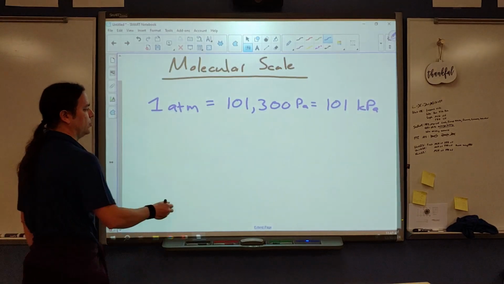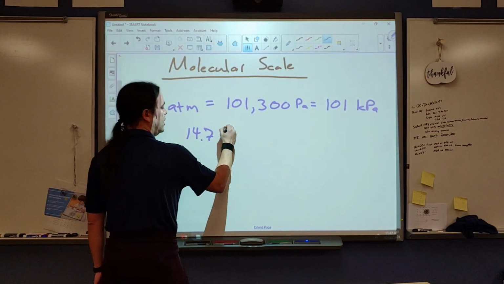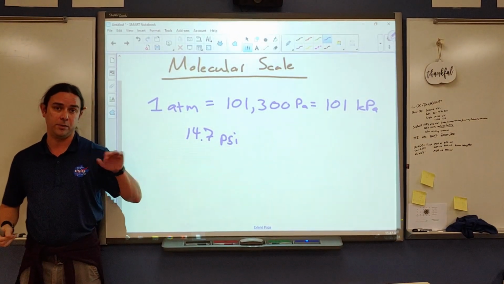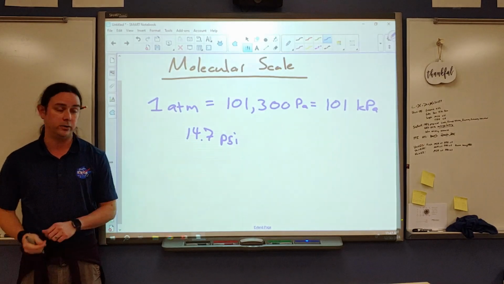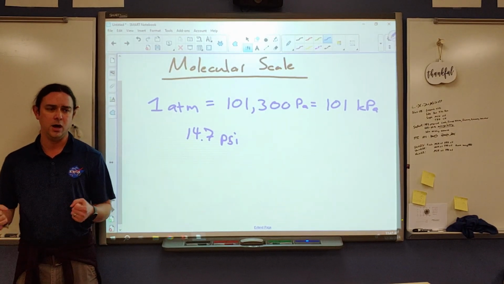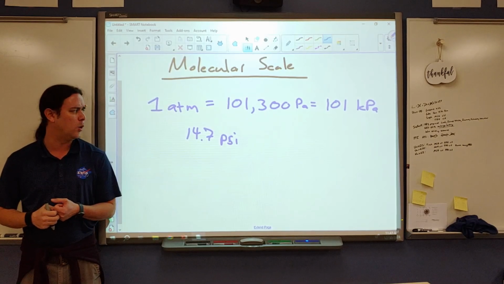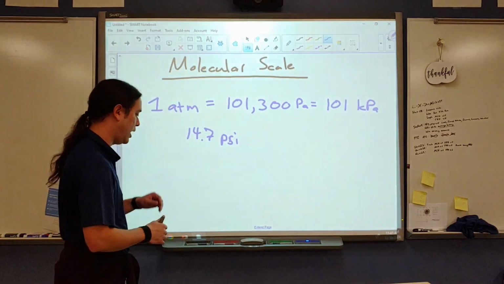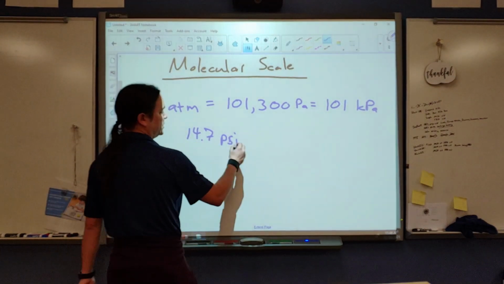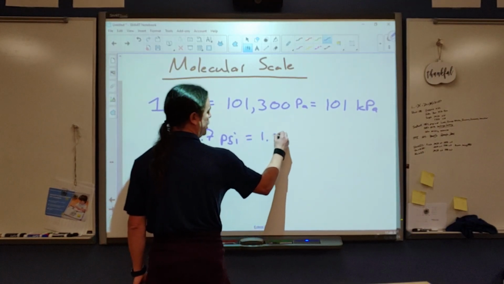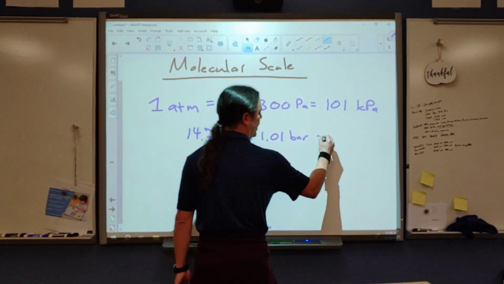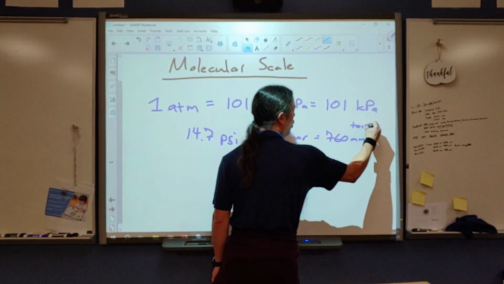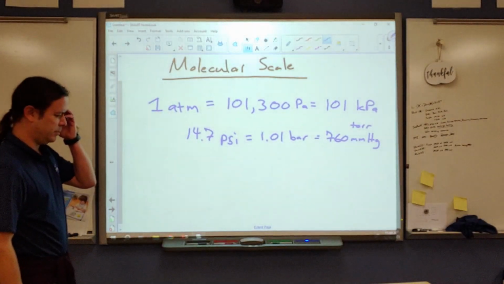There are also a few others that I'm going to bring up. 14.7 psi, which is pounds per square inch. This is a common one if you're dealing with the imperial or American or English system. My car tires, I think, are rated to go up to about 30 PSI, so about 2 atmospheres gauge pressure, as we'll talk about in a later video. But we've got 14.7 PSI, we've got, I think it's 1.01 bar, if I remember correctly, and then 760 millimeters of mercury, which is also 760 torr. I think those are interchangeable, if I'm not mistaken.